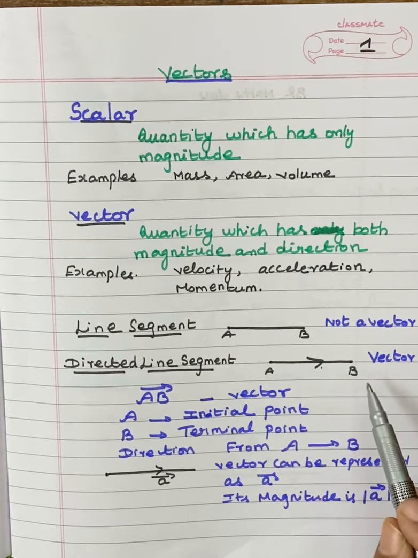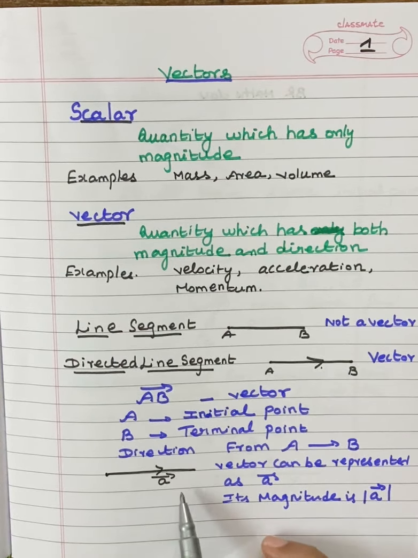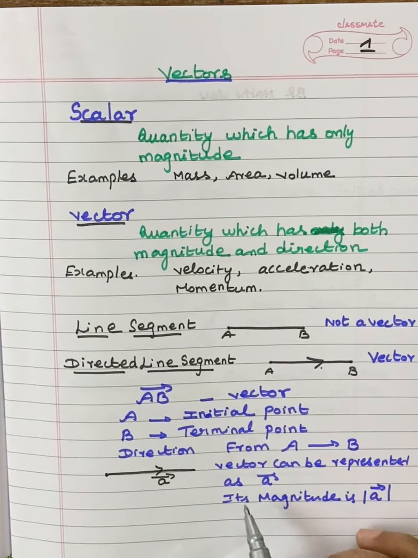This can also be represented in this form, small a vector. A vector can even be represented as small a vector. Its magnitude, we can even say the modulus of a vector, is the length of this line segment, the magnitude of the vector a.